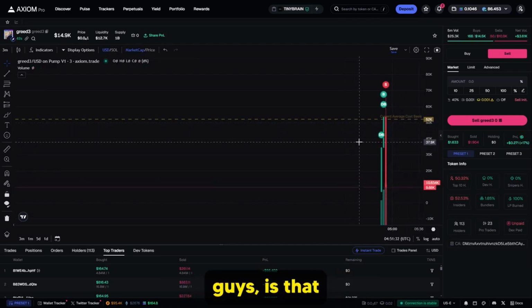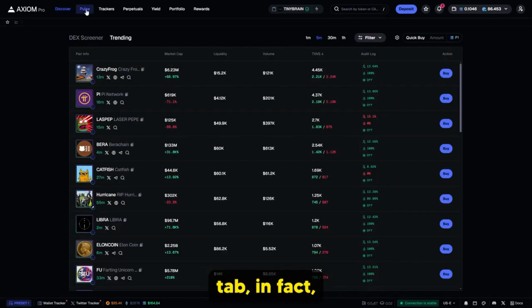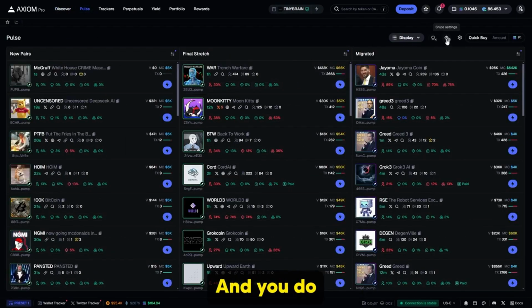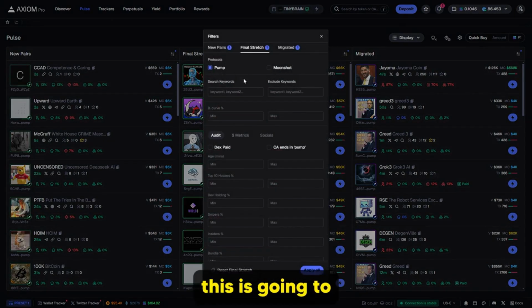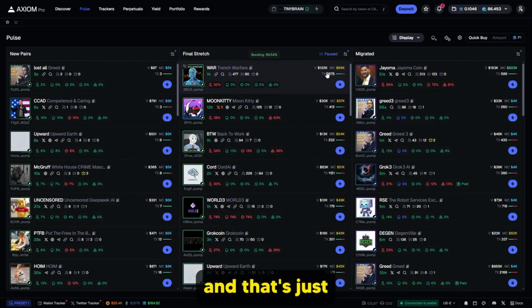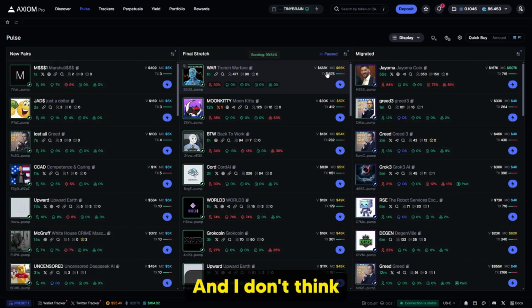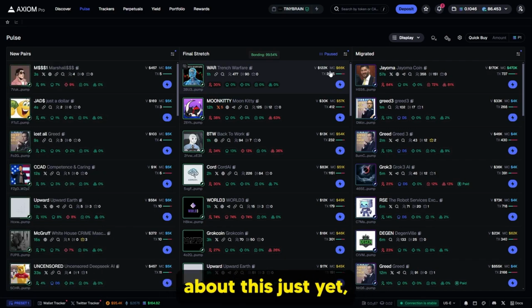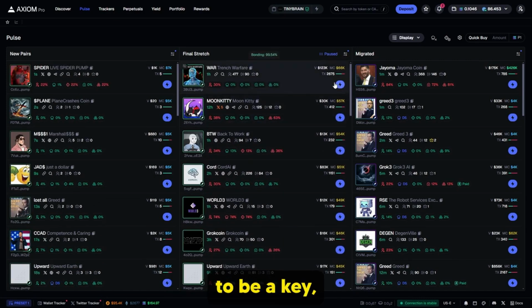And the point I'm trying to make here, guys, is that this is what Axiom allows you to do. So if you do go on the Discover tab, in fact, I think it's the Pulse tab right here, and you do have your snipe settings ready. If you find any coins, this is going to allow you to have that on coins that are migrating. And that's just going to be something that I personally find to be super, super useful. And I don't think a lot of people know about this just yet, but if you know about this and you're watching this video, this is going to be a key feature.